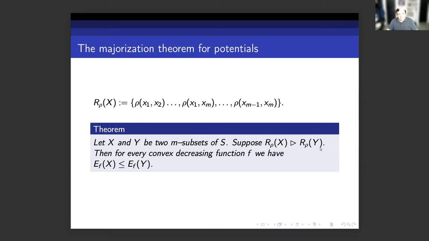One of the main theorems here says: suppose R_rho of X majorizes R_rho of Y, then the energy E_f of X is less than or equal to E_f of Y. So we have this inequality, and it directly follows from the Karamata inequality, the majorization theorem.